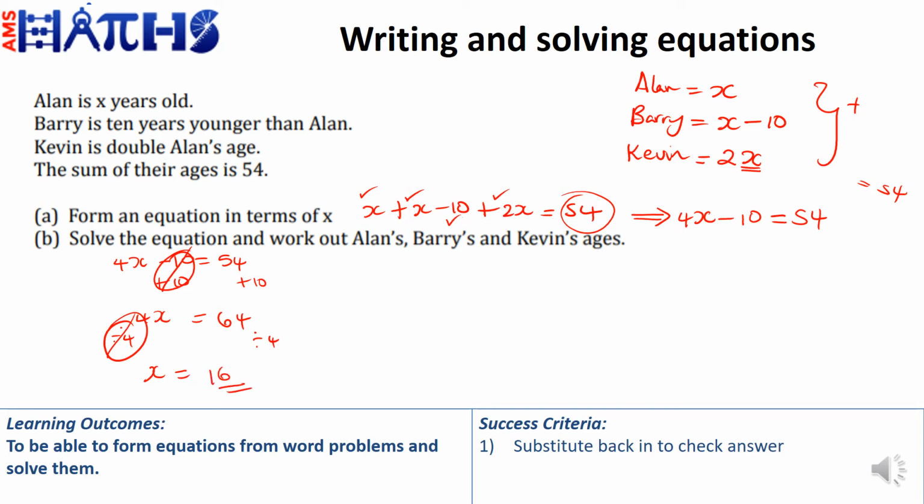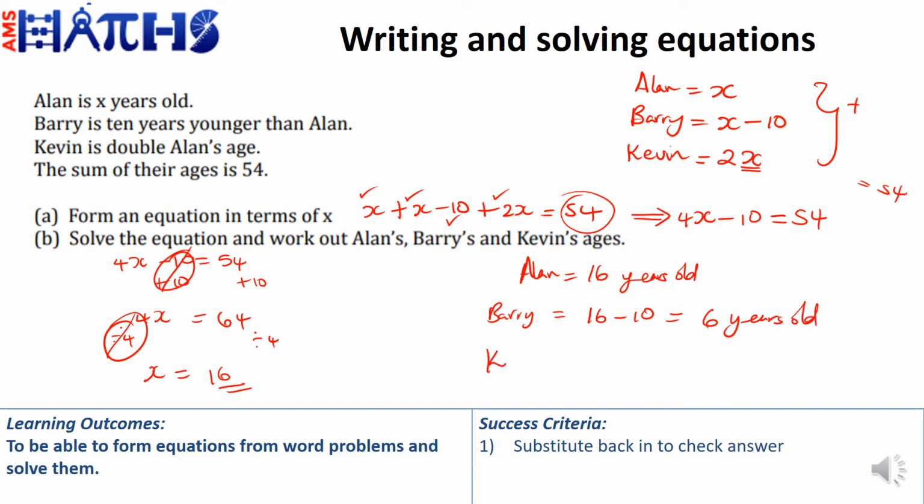Now x is whose age? Yes, Alan's age. So Alan is 16 years old. And then Barry's age is going to be x minus 10, and we worked out x to be 16. So 16 minus 10 will give us 6. So therefore Barry is 6 years old.